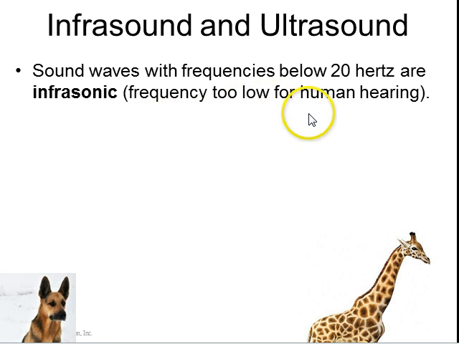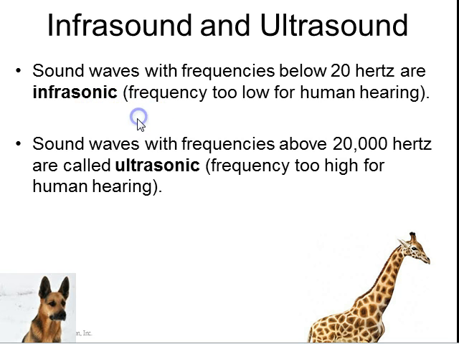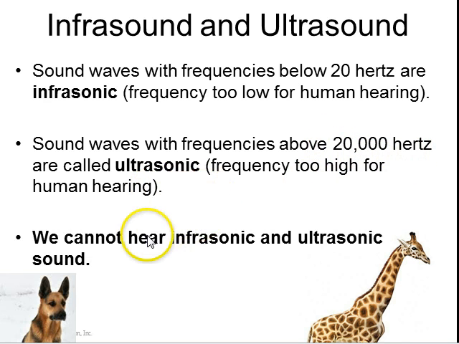Sound waves with frequencies below 20 hertz are called infrasonic, or infrasound, and sound waves with frequencies above 20,000 hertz are called ultrasonic, or ultrasound. Humans cannot hear infrasound or ultrasound, although giraffes can hear frequencies in the infrasound below 20 hertz, and dogs, we know, can hear sounds with frequencies above 20,000 hertz, so ultrasound.